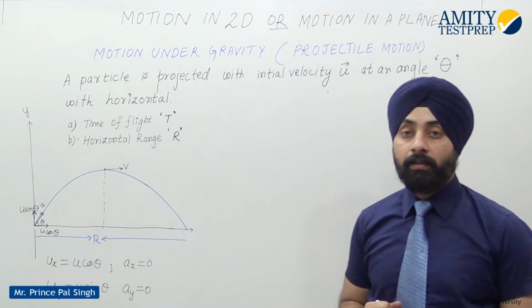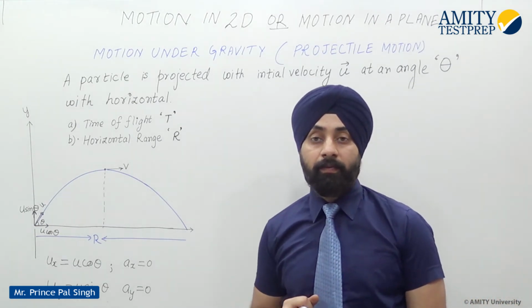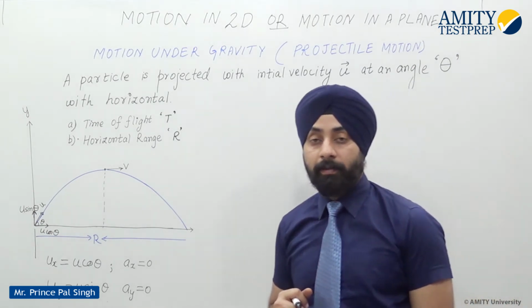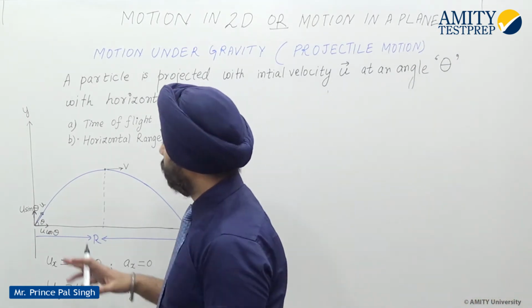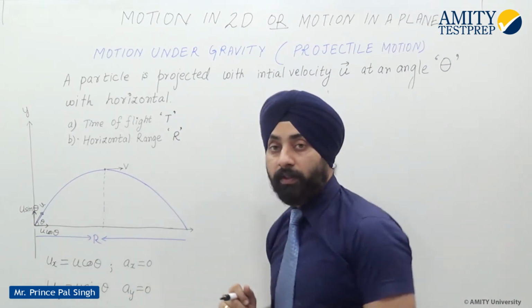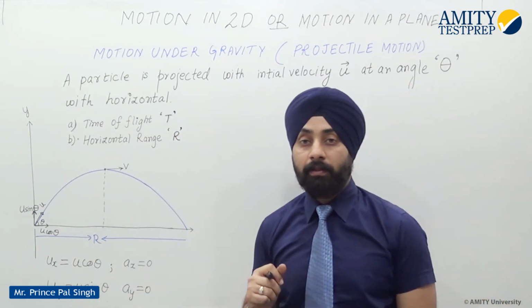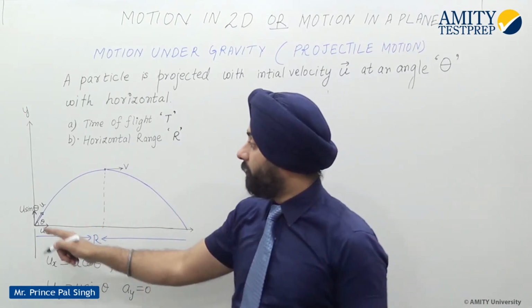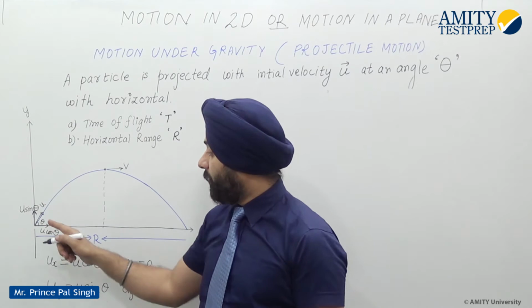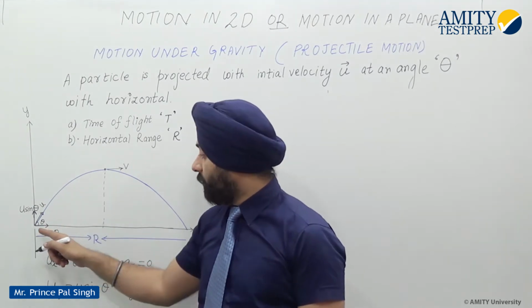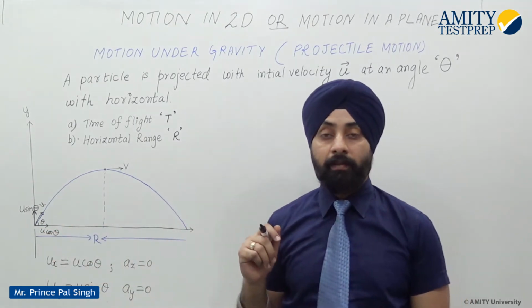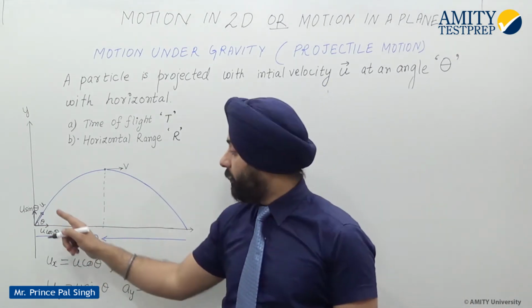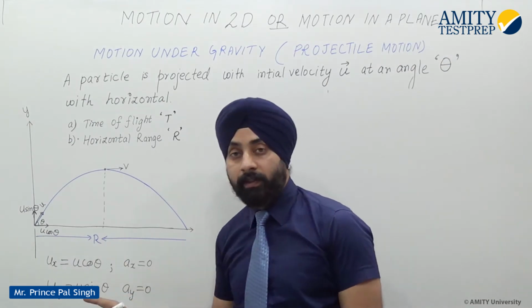Today we will study how to derive the formula for the time of flight and how to derive the formula for the range for the projectile motion. Suppose the particle is projected with the velocity u at an angle theta with the horizontal. This is the x-axis, which is horizontal. This is the y-axis, which is vertical. The particle is thrown with the velocity u. The x component of the initial velocity is u cos theta, ux equals u cos theta, and the y component is u sin theta, uy equals u sin theta.